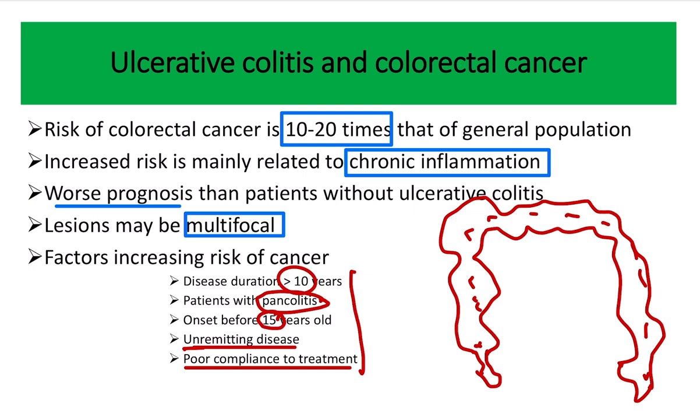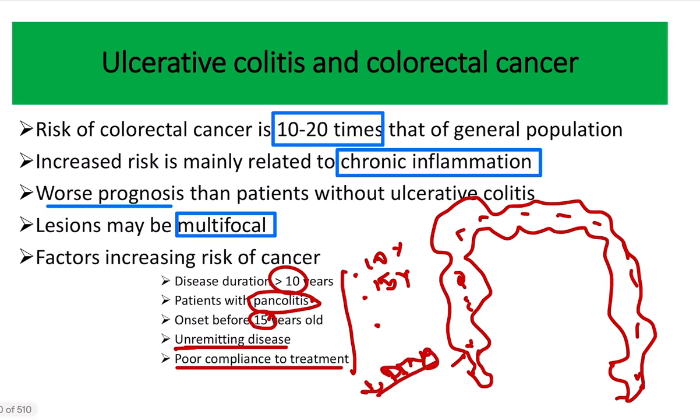First of all, think 10-15. 10 means disease duration more than 10 years. 15 means age of onset before 15 years. Then involvement of the whole colon, from the cecum to the rectum. When the disease is multifocal, it is present in several areas of the colon. And also when there is decreased compliance to drugs or other treatment, and when there is unremitting disease.